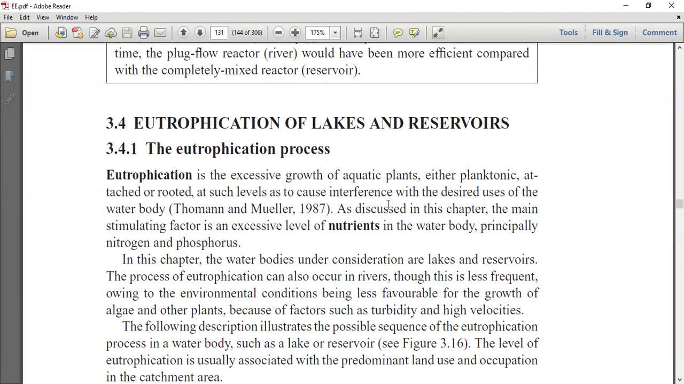So the next topic is eutrophication of lakes and reservoirs. The eutrophication process. Eutrophication is the excessive growth of aquatic plants, either planktonic, attached or rooted.